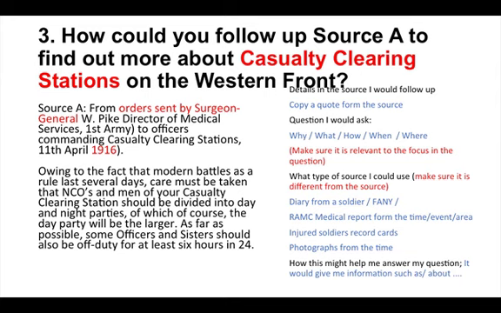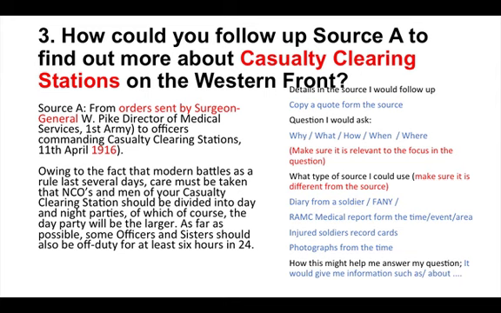Let's have a look at the source. It's from a Surgeon General for the medical services, giving orders to a casualty clearing station in April 1916. He says, owing to the fact that modern battles as a rule last several days, care must be taken that NCOs and men of your casualty clearing station should be divided into day and night parties, of which of course the day party will be the larger. As far as possible, some officers and sisters should also be off duty for at least 6 hours in 24.